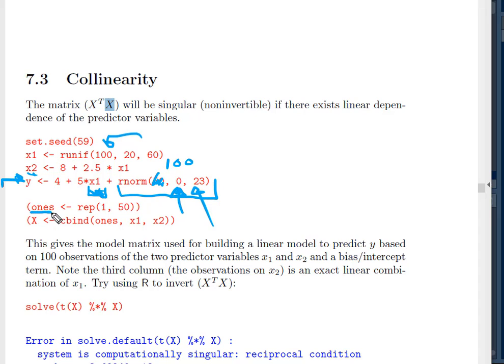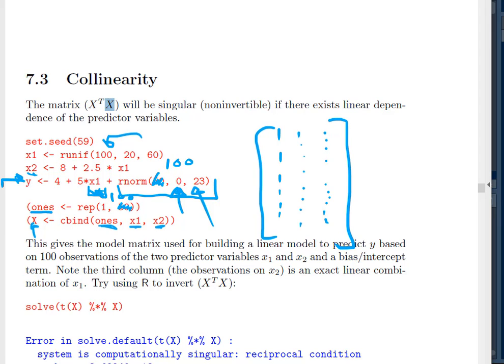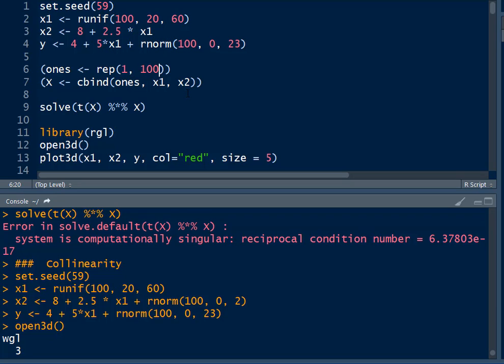I'm going to get a column of 1s here, and there's another typo. I think that should be 100 of them, right? And then my model matrix, you'll see, is going to be 3 columns. It's going to be this column of 1s for my bias term, and then my x1 values down here, and my x2 values in the 3rd column there. Let's go over to RStudio and take a look. Yeah, I need to correct that.